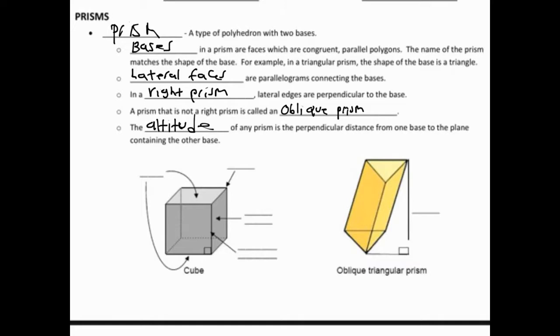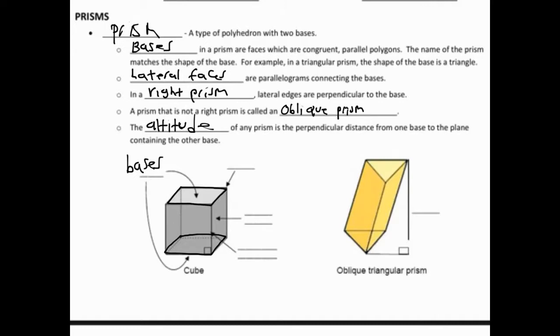Let's go ahead and look at this cube down here on the left side. The first thing, these arrows pointing to the top and bottom are going to be your bases. If you look up top, this is a square, and at the bottom I have a square. Both of those squares are parallel with each other, meaning that if I were to extend them out, they're never going to meet, and they're congruent because they have the same measurements.